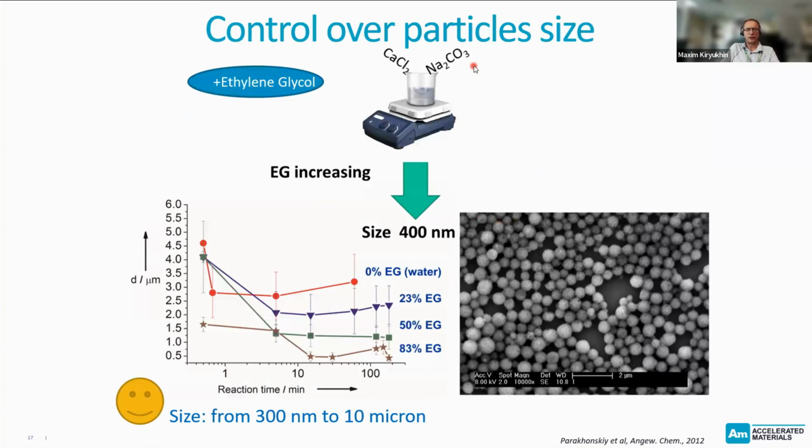Because there are many factors which usually define the size and morphology of the calcium carbonate particles formed upon reaction between calcium chloride and sodium carbonate. For example, when this reaction is performed in a mixed solution of water and ethylene glycol, the higher the concentration of ethylene glycol, the smaller the size of the particles formed, and you can go all the way from micrometer particles to sub-micrometer particles with the size about 500 nanometers, 300 nanometers even.